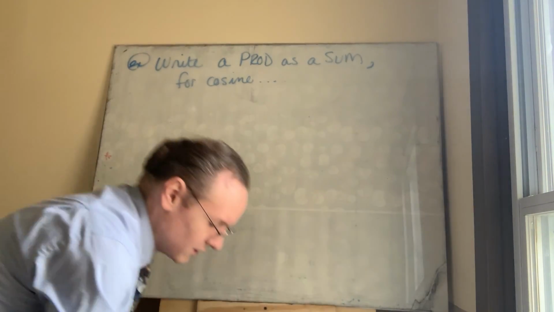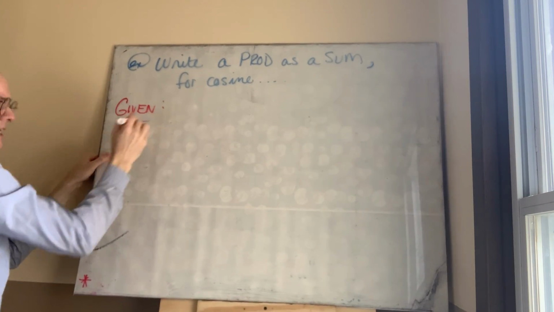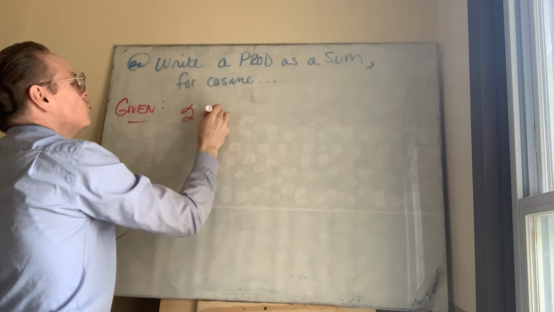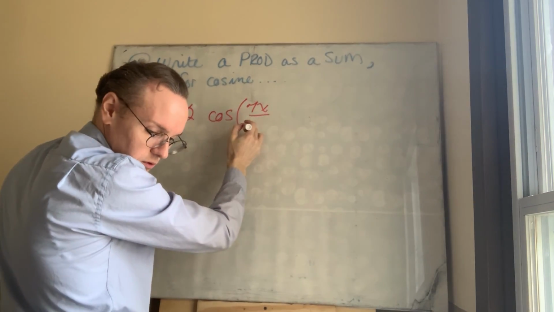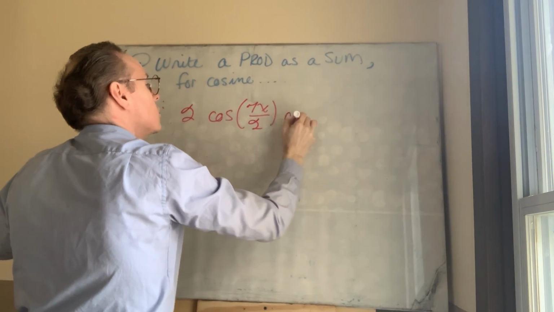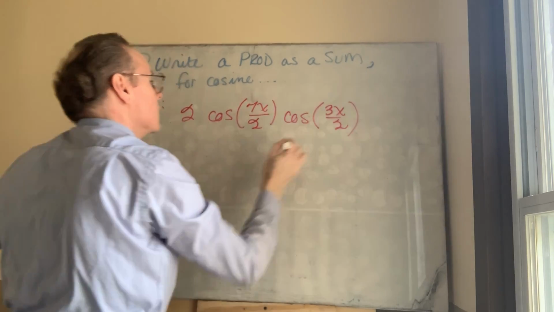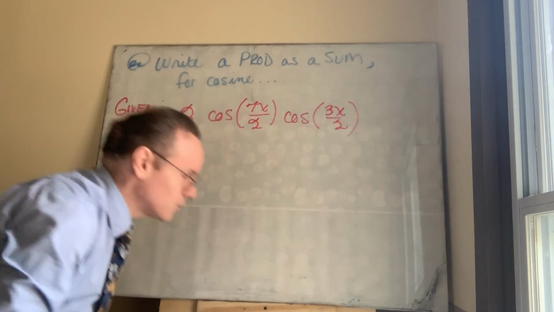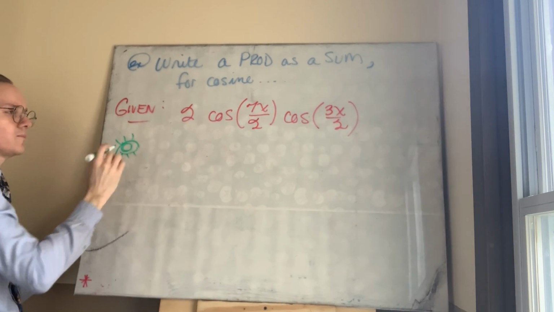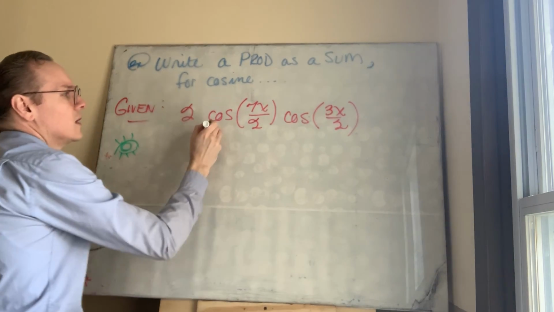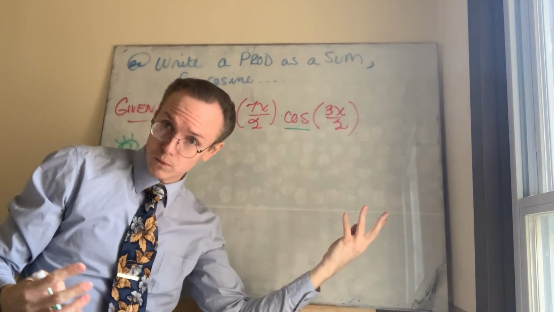Now, if you were given something that looks like this, 2 cosine of 7x over 2 times cosine of 3x over 2. What you should do is look at the trig functions involved. These are both cosine, and notice that they are pressed together, so one could assume they are a product.